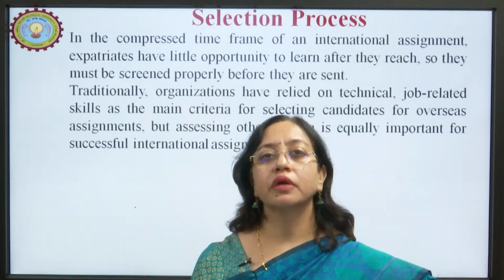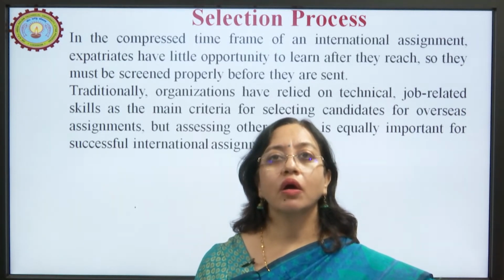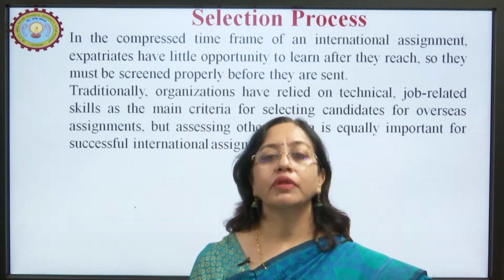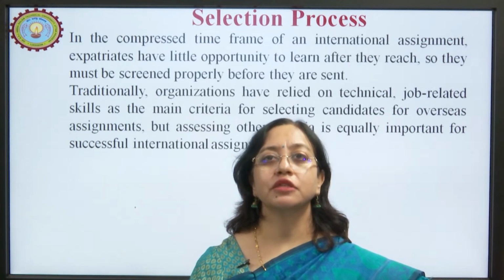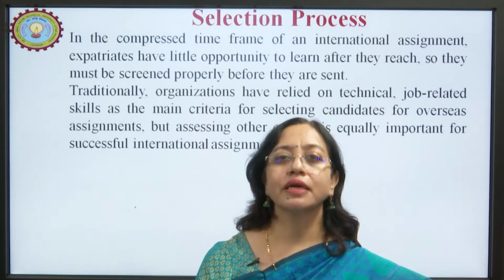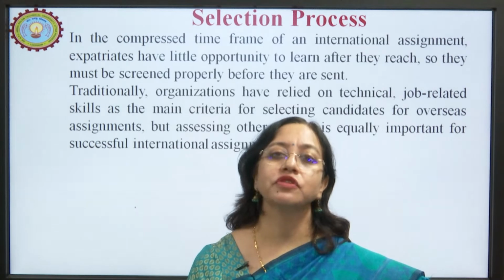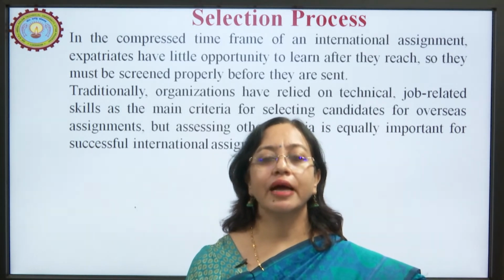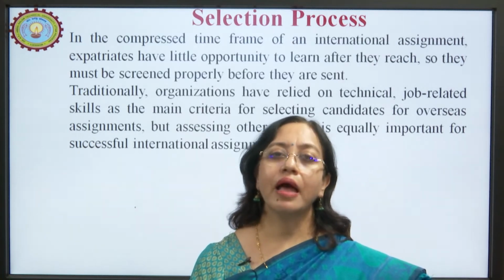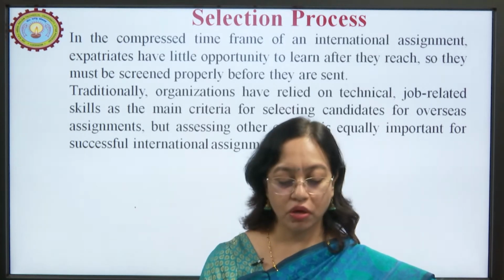So, the mistake organizations were making initially was that they only assessed the technical or job related skills. That was considered the main criteria for selecting candidates for overseas assignments, but assessing other skills is equally important for successful international assignments. We have just seen in the earlier slide that, besides the intellectual capital, the psychological capital and the social capital also have to be assessed. So, how does the organization go about doing that?